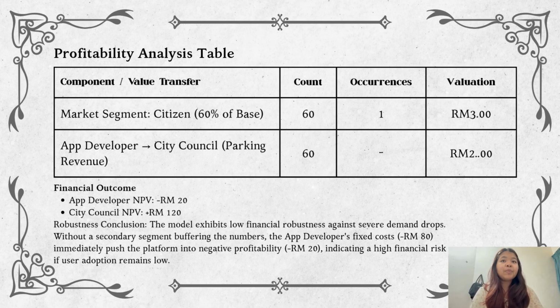The conclusion for this scenario is that the business model has low financial robustness when user adoption is low. The app developer depends heavily on having enough users to cover fixed operational costs. When the number of users drops by 40%, the platform cannot generate enough profit and becomes financially risky. This shows that the business model may need an additional income source, more users, or a cost reduction strategy to remain sustainable during low demand situations.